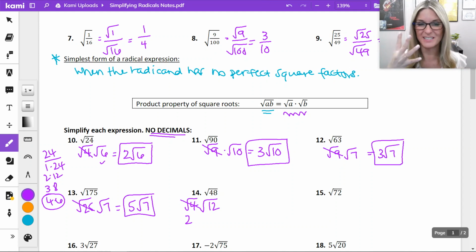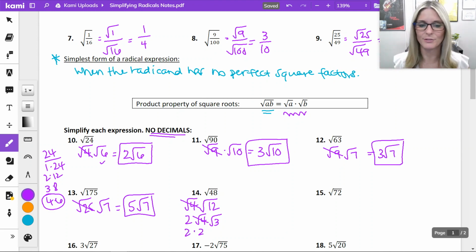And 4 is the one that always likes to hide. He's really pesky. And of course, square root of 12 actually still has a perfect square factor. You would need to break it down again into 4 times 3. And again, the square root of that second 4 is another 2.